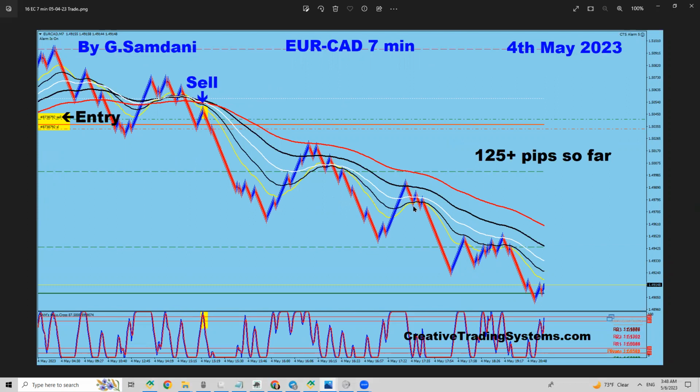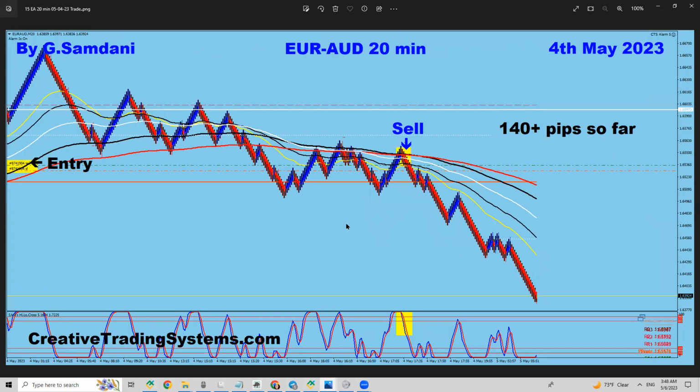And this one was fine, right? Yellow is still below the black and the red, all conditions are met. You open the trade. But from here to here is 125 pip. Just keep looking, it's like trade after trade. Look at that. This is EURAUD from the 20-minute chart, 140 pip on Thursday.